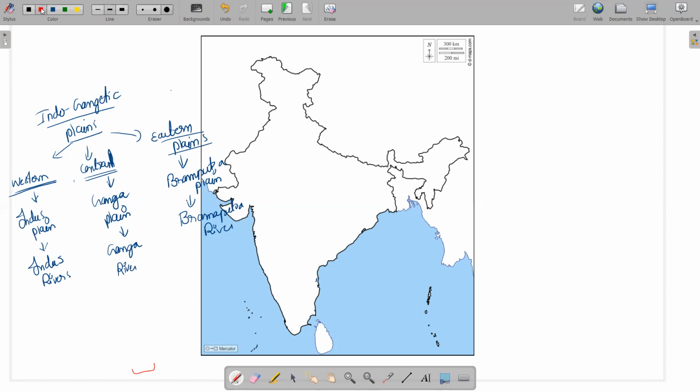So when it comes to your map pointing, for the Indo-Gangetic plains you have to show the entire area. If he asks for the Indus plain, this area, the upper area in Jammu and Kashmir, this entire area, whatever I'm pointing out right now, this entire area you have to point out. Only in the Indian region, as the Indus plain is present in Pakistan also.